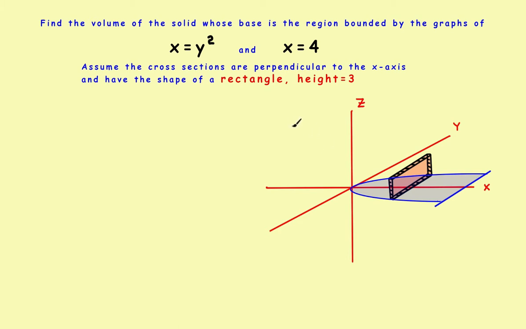Okay, this is going to be the fourth video on how to find the volume of solids using cross-sectional areas. And if you haven't done it, I would definitely watch the first three videos, and it'll give you an idea of how we got to this point.